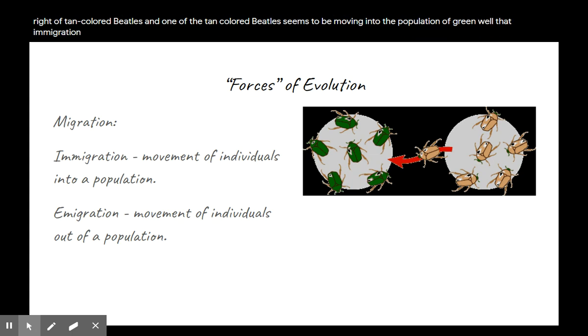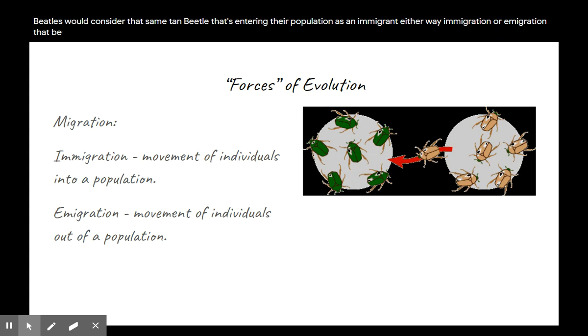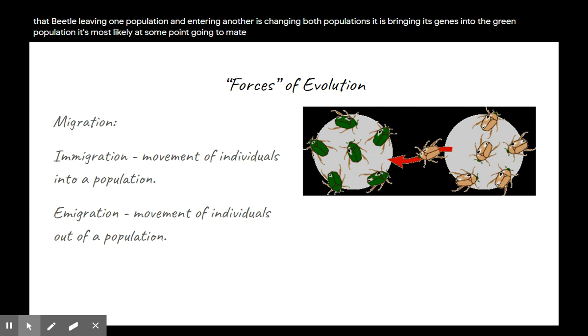Well, that immigration-emigration idea is all a matter of perspective. Those tan beetles would consider the one that is leaving an emigrant, whereas the green beetles would consider that same tan beetle that's entering their population as an immigrant. Either way, emigration or immigration, that beetle leaving one population and entering another is changing both populations. It is bringing its genes into the green population. It's most likely at some point going to mate, and it perhaps will pass on that tan color.